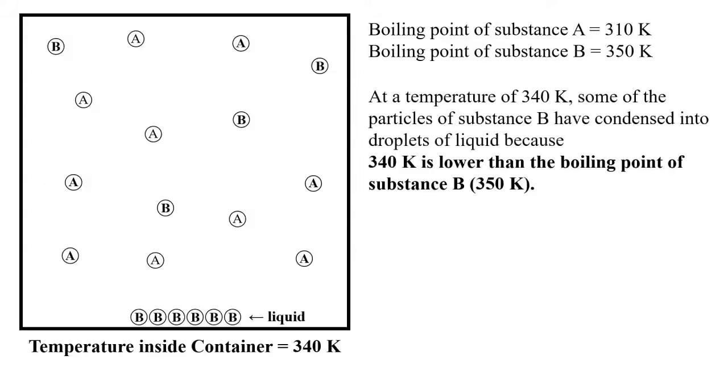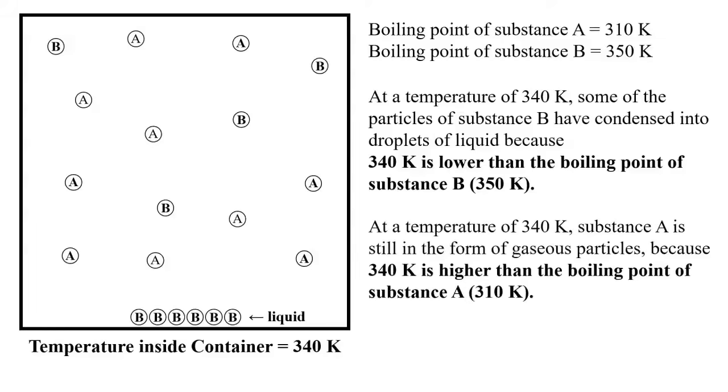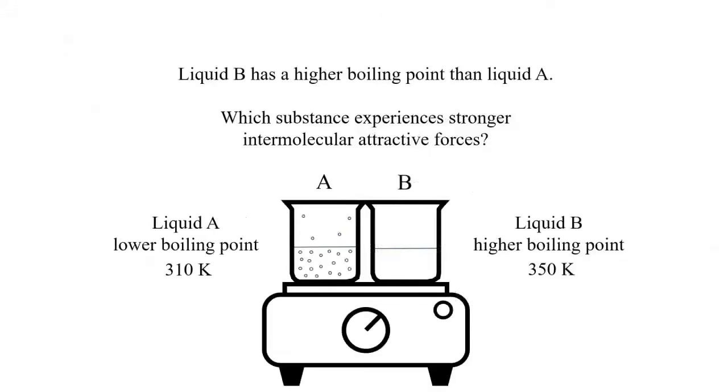At a temperature of 340 Kelvin, some of the particles of substance B have condensed into droplets of liquid because 340 Kelvin is lower than the boiling point of substance B, which was 350. At a temperature of 340 Kelvin, substance A is still in the form of gaseous particles because 340 Kelvin is higher than the boiling point of substance A, which was 310. So let's go back and analyze the situation.